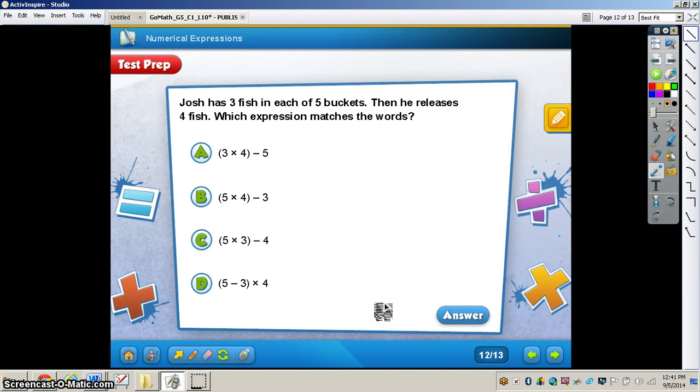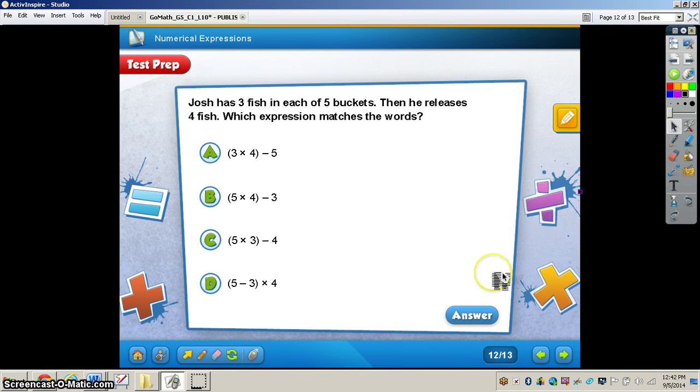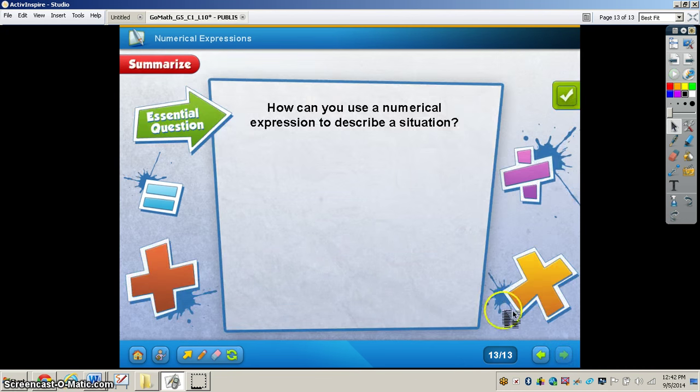So let's take a look at the test prep problem. On page 46, I want you to work through this problem all by yourself. When you're finished, you can press play, and I will have the answer for you. So pause the video now. Okay, here's the answer, letter C. Make sure it matches yours. You may need to go back and rewatch part of the video.